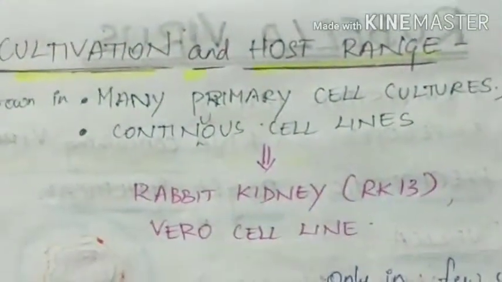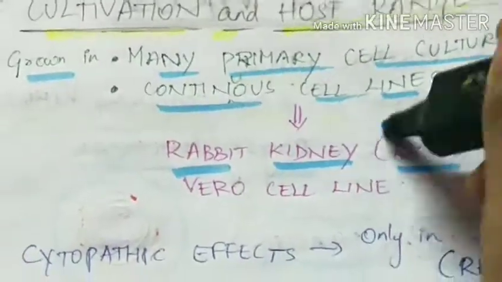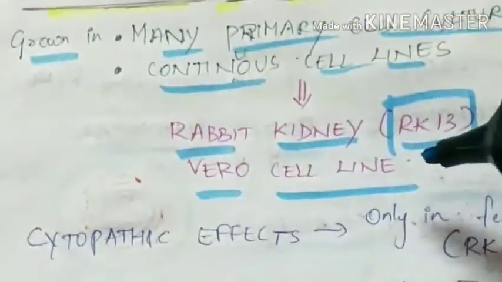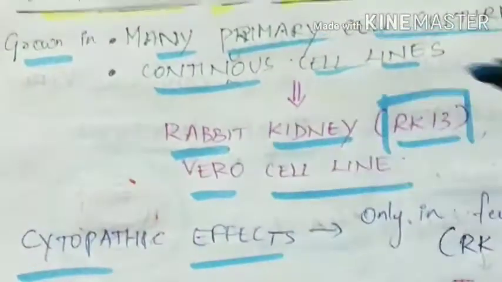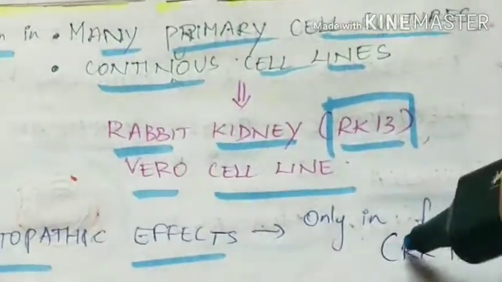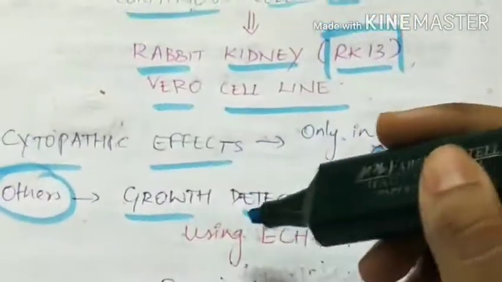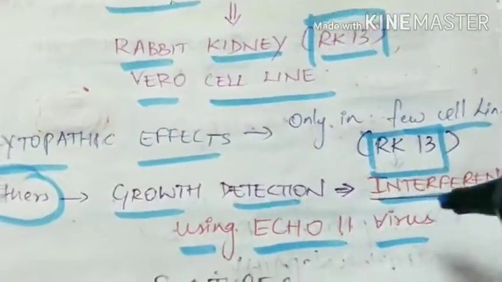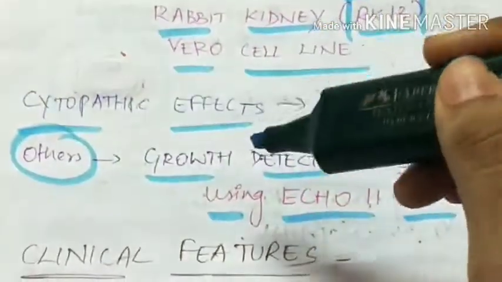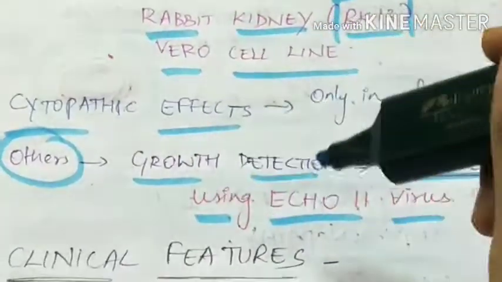The rubella virus is grown in many primary cell cultures and also in continuous cell lines like rabbit kidney cell line RK13 and Vero cell line. But the cytopathic effects are produced only in few cell lines like RK13. So, in other cell lines, growth detection is by interference method using Echo 11 virus.